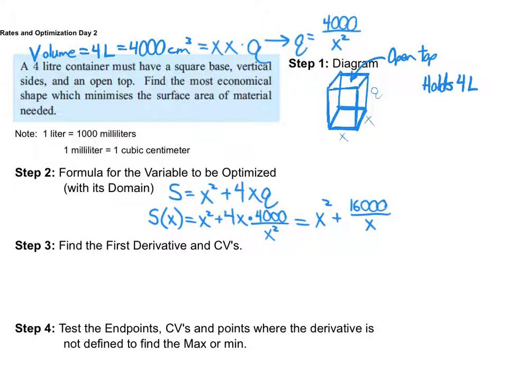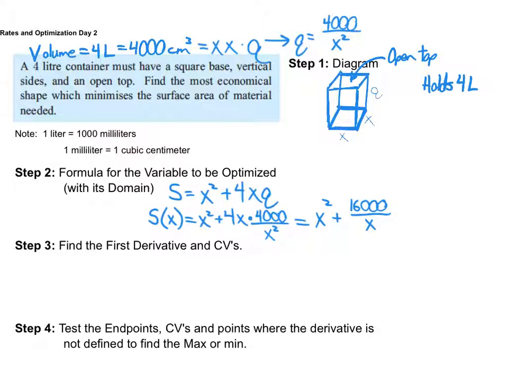So now that we have our function, we're trying to optimize surface area, which means it says minimize. So we want a minimum point, and minimum points can occur at either a relative minimum or at endpoints. We'll talk about the endpoints in a minute. So we're going to find the critical values using our first derivative.